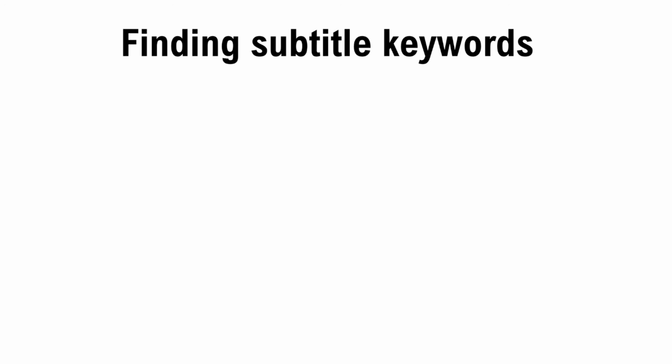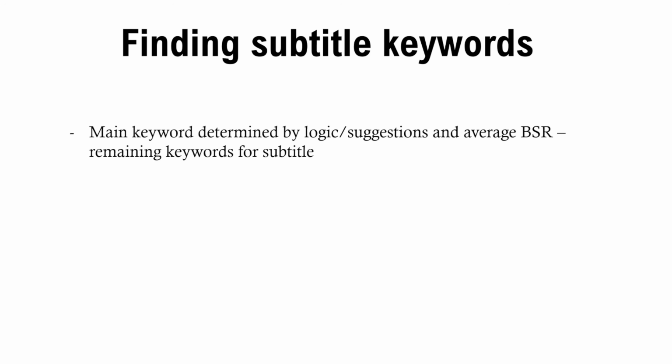Okay, so that moves me on to finding your subtitle keywords. Now this is important. I think paired with a title, you can get found in so many different ways when you pick correct keywords for your subtitle as well. So if you remember correctly, we had the main keyword, which was determined by logic and the Amazon suggestions, and then we did an average BSR check across the books for the search term we were going for. That determines the title for our book, or what we want to include in the title typically. That leaves us with the remaining keywords that we want to use for our subtitles.